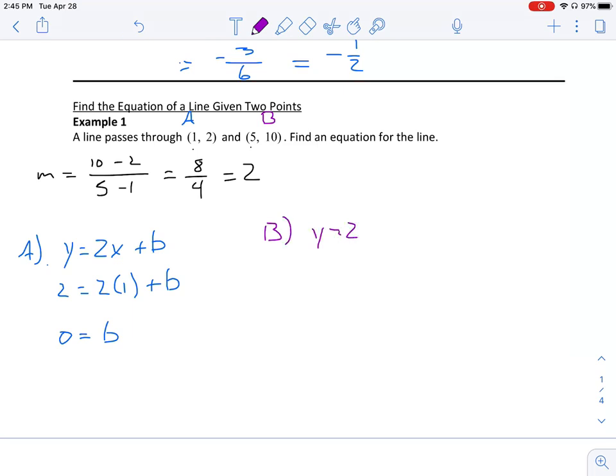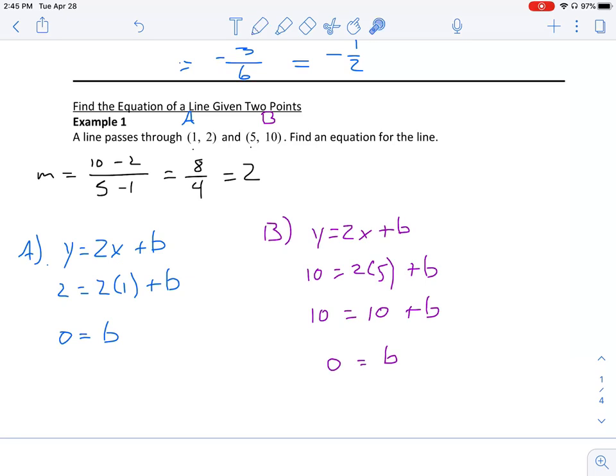If I plug in the values of point B, y equals 2x plus b. I plug in my y value of 10, my x value of 5, plus b. I end up getting 10 is equal to 10 plus b. My y-intercept value is then 0.